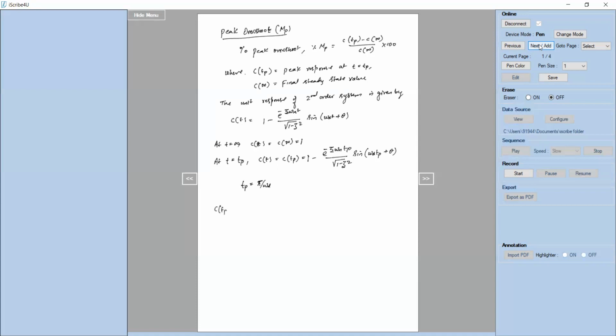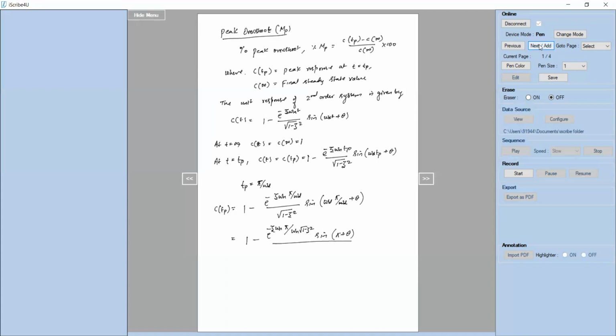Okay, so now I will be substituting that. So I get an equation e power minus zeta omega n pi by omega d divided by square root of 1 minus zeta square sine omega d pi by omega d plus theta. So this is what I'll be getting. Okay. So now what I do is I substitute for omega d. If I substitute for omega d, what I'll be getting? So zeta omega n into pi divided by omega n square root of 1 minus zeta square, sine pi plus theta, because omega d here gets cancelled.